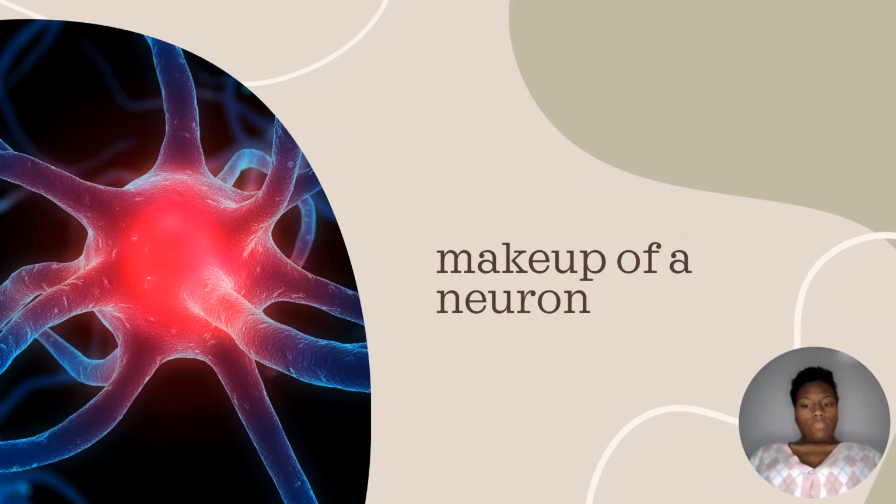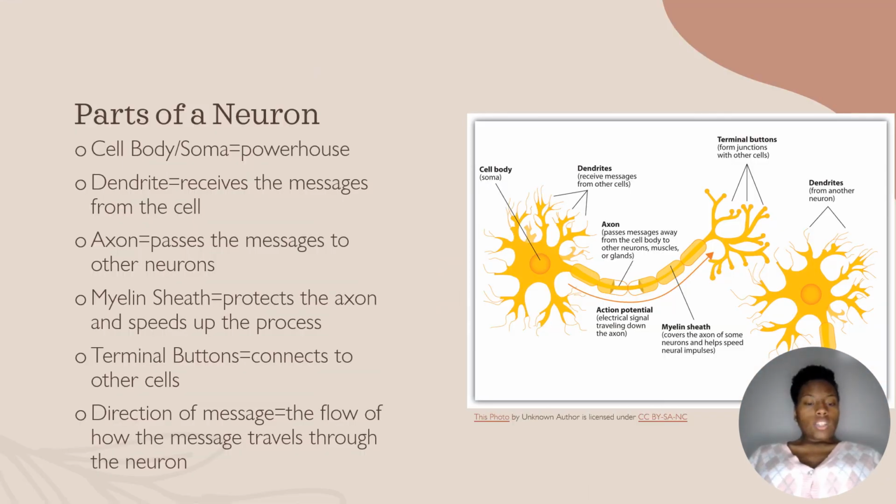Makeup of a neuron. So this slide goes over the different parts of a neuron, as you can see in the diagram to the side, but I've also written them out to the left of the presentation. So we'll start off with the cell body, the soma, the nucleus. They have many names, but basically the cell body is the powerhouse. It makes sure that everything is operational, that the dendrites work, the axons work, the myelin sheath, terminal buttons, everything.